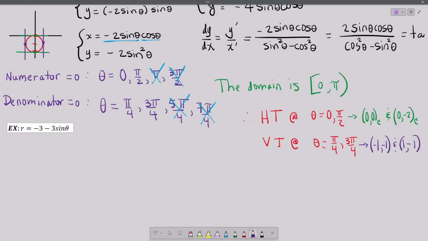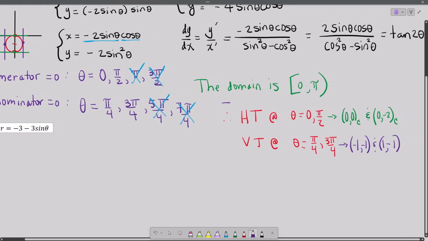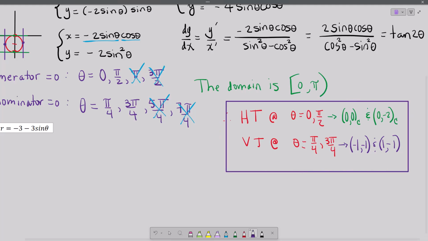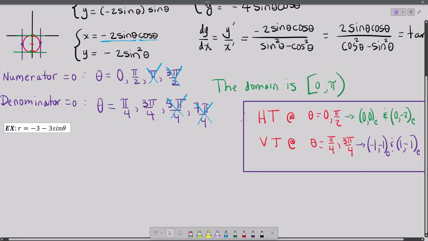There we have it. So these are our conclusions right here. And these points, it's helpful to put a little C or a little P, it's a little easier to keep track, I think.